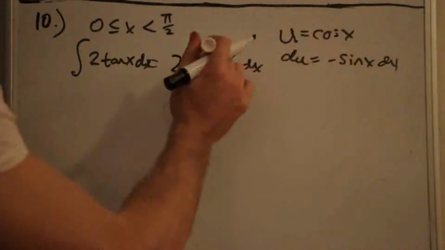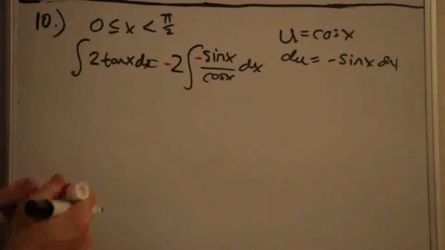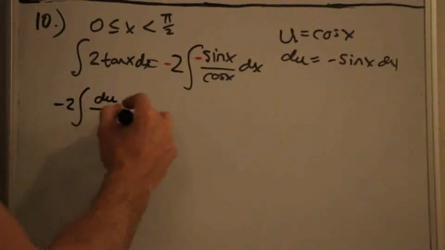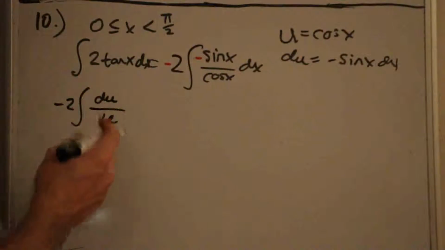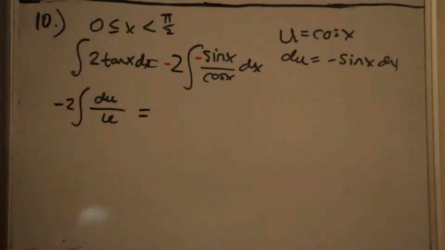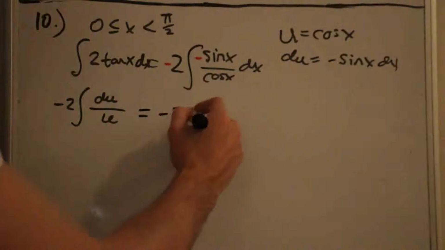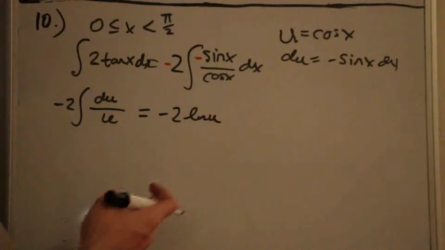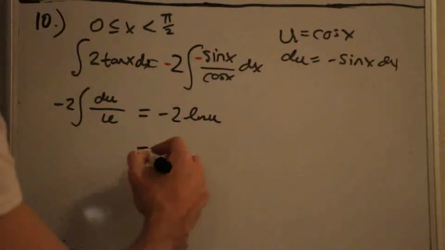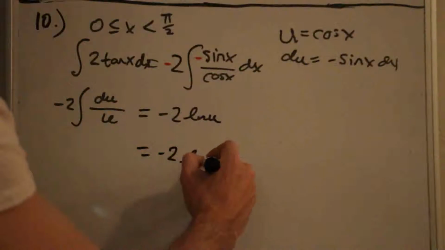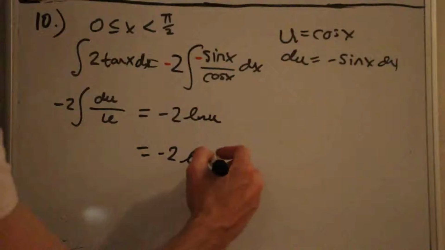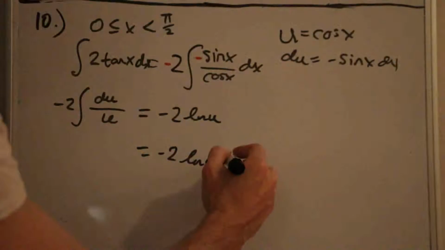You don't have negative sine x, so you put a negative here, but then you have to multiply a negative on the outside. This becomes negative 2 the integral of, again, du over u. You should be able to recognize that. Integral of du over u is ln u, so I have negative 2 ln u. Now, you might be inclined to just say that's your answer, but remember you have to plug back in the u, so that's negative 2 ln of cosine x.